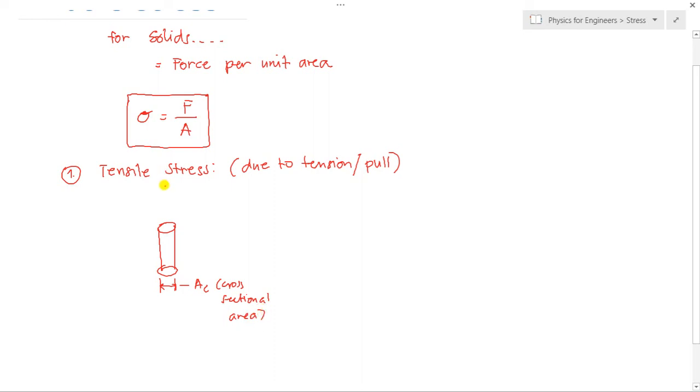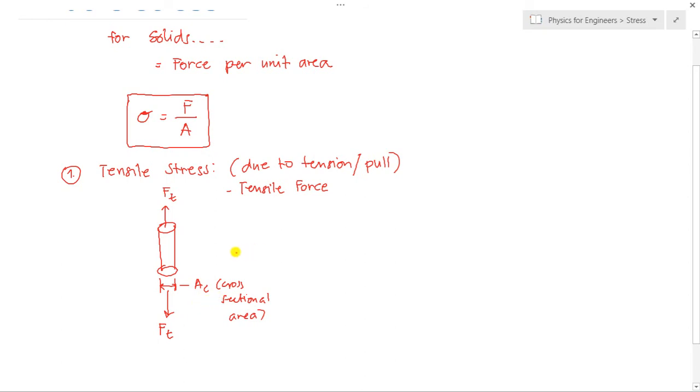And then, di ba, the tensile stress is associated with tensile force. So, we have here tensile force. Here, it is being pulled. So, we have here Ft. That is for tensile force. It is being pulled, Ft. So, it stretches.